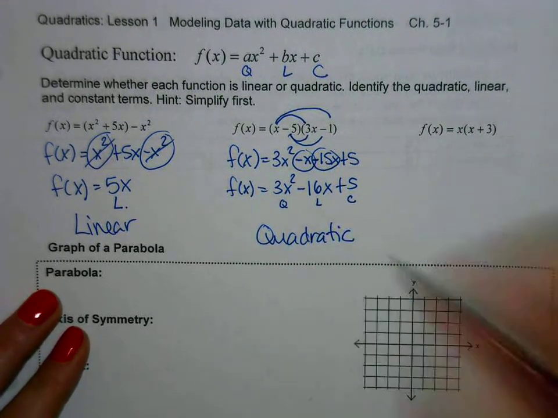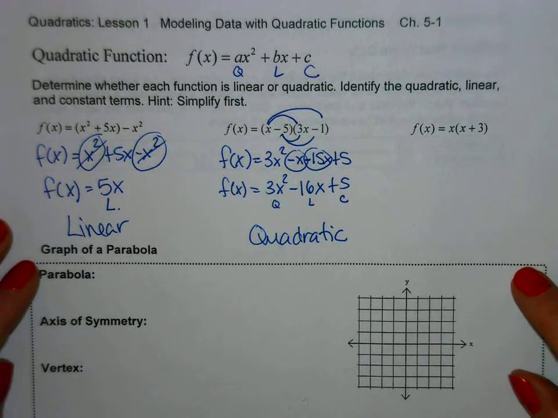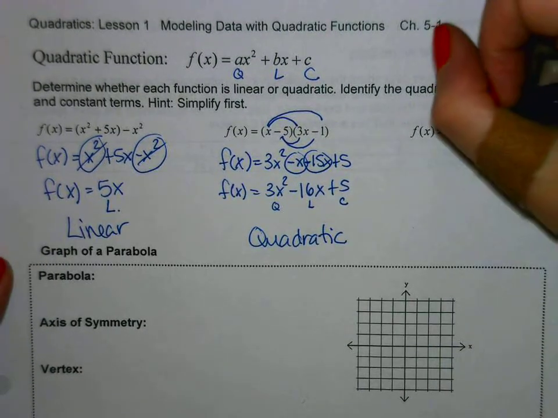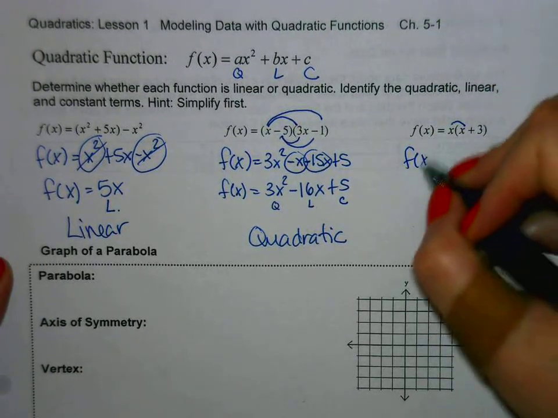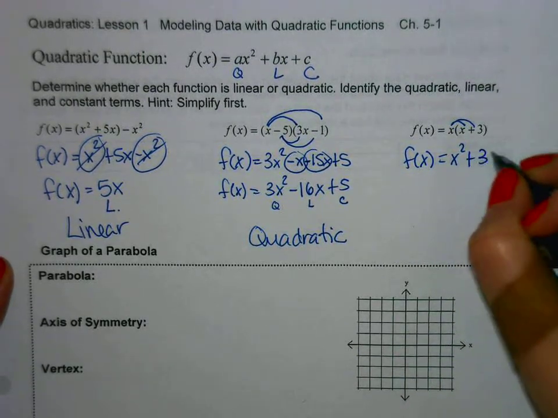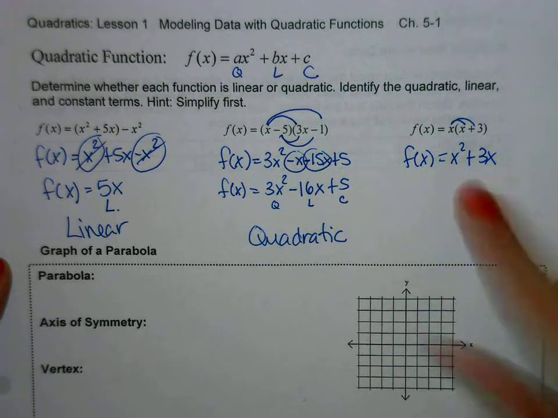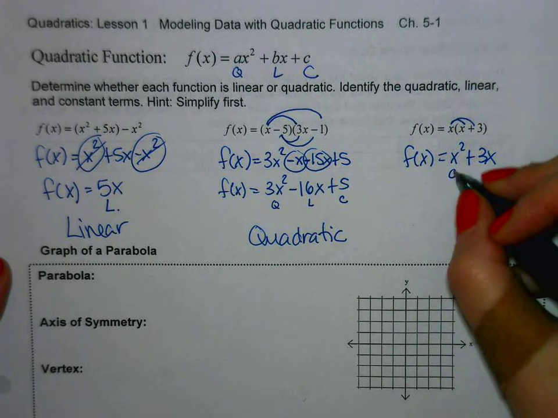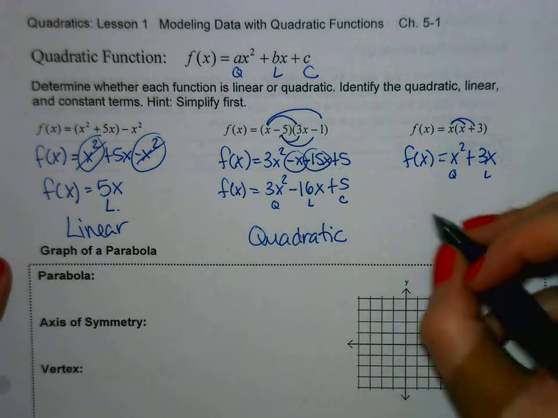Let's look at our last one. We need to distribute x. So x times x is x squared. X times 3x, or sorry, x times 3 is 3x. There's no like terms to combine. This is our quadratic, this is our linear. So this is a quadratic function.